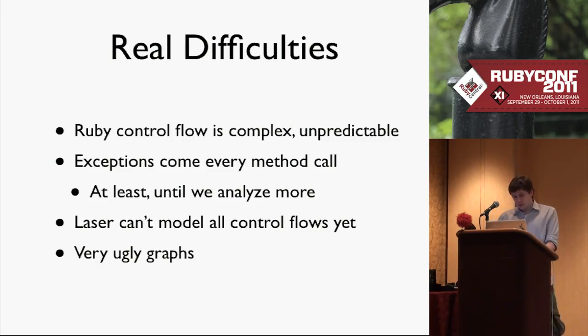So, real difficulties. Ruby control flow is complex and unpredictable. Exceptions come from pretty much every method call, at least until we do further analysis and figure out what things can raise what methods. So when we first build this control flow graph, every method call is going to possibly raise an exception. And also, currently it does not model all control flows yet, which is a big problem. And this just results in very ugly graphs.